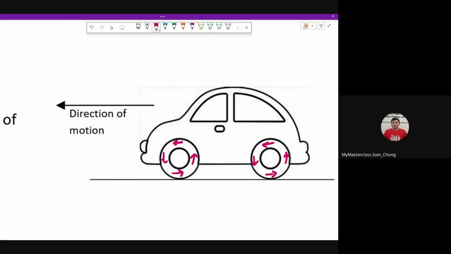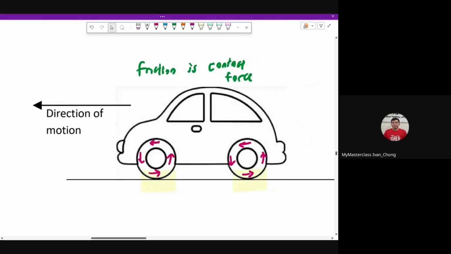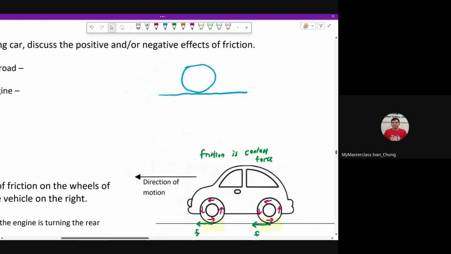So the thing is, friction is a contact force, which means you need your contact surface area. If you notice the contact surface area with the ground, my wheel is actually moving backwards. This means my friction, which is always in the opposite direction, will actually be forward. Can you see that? So because of this, when the wheel is rotating like this, friction will actually push it in the direction of motion.